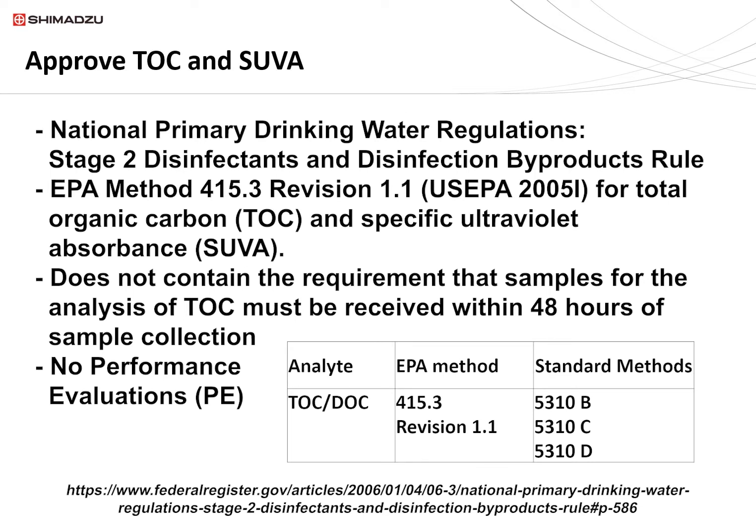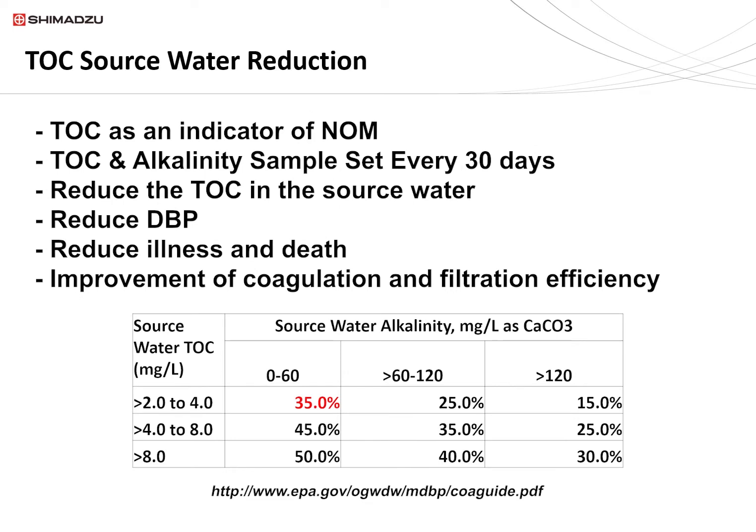Stage 2 of the disinfectant byproduct rule states that for measuring TOC or DOC, one can use either EPA method 415.3 or standard methods 5310B, C, or D. The method does not require any performance evaluation, or PEs, that are required with THMs and HAA5s. TOC and alkalinity sample sets are required every 30 days. This requires 3 pieces of data: source water TOC, source water alkalinity, and treated water TOC.